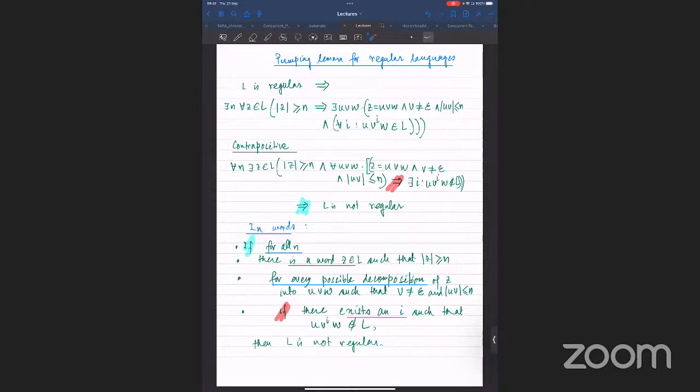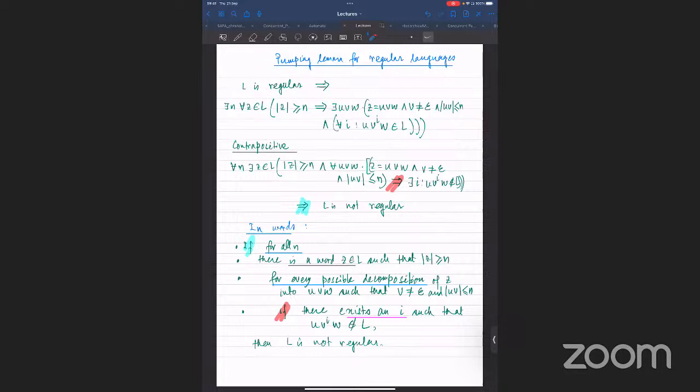So the pumping lemma says that if L is regular, then for this particular language L, there exists an n such that for all strings whose length is greater than or equal to n, there exists a decomposition of z into uvw such that the middle part v is not epsilon and you can pump it arbitrarily many times and the resultant string is also in L. Clear?